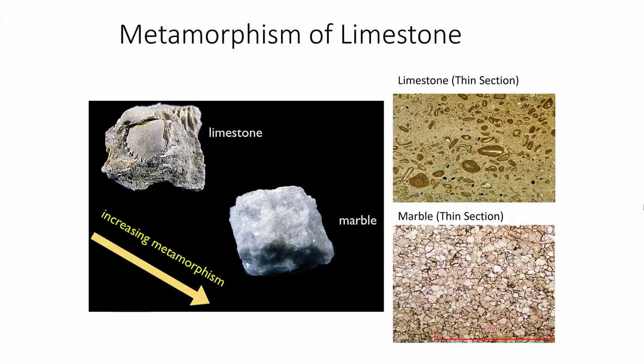What happens when you metamorphose limestone? Limestone, being calcium carbonate, will become a marble. There are examples of these rocks in thin section shown on the right. The limestone on the top is very fine-grained with fossils that are present. On the bottom, the thin section showing the marble, however, you can see much larger grains of calcite that have had time to grow during metamorphism, and you can see the fossils have effectively disappeared.